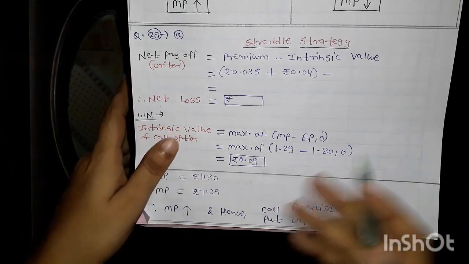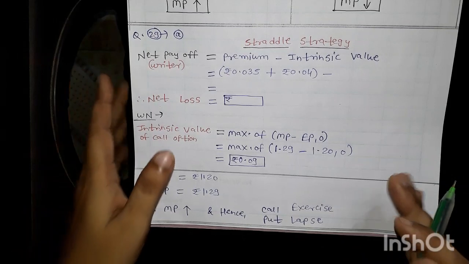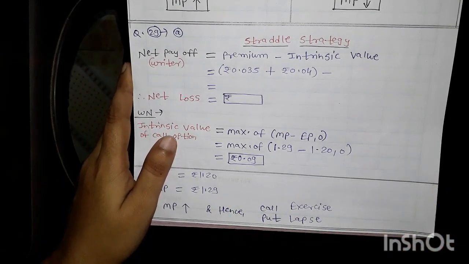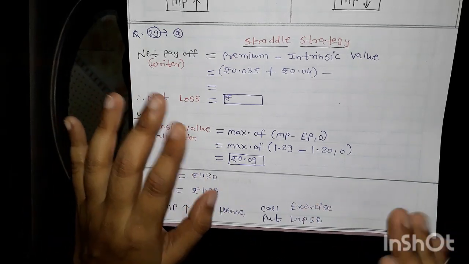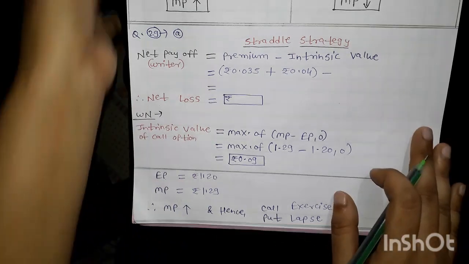Okay, if market price is increasing, then exercising the call option is better, and the put option will lapse because we are going to sell in the market. So here the call option is exercised, that's why we took the intrinsic value of the call option and lapsed the put option.